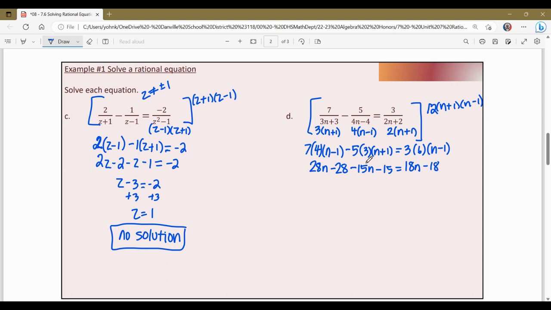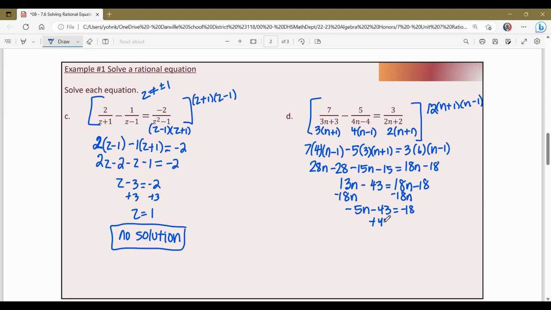All right, collect like terms. 28n minus 15n is 13n. Minus 28 minus 15 is negative 43. Equals 18n minus 18. I can subtract 18n, subtract 18n. Negative 5n minus 43 equals negative 18.